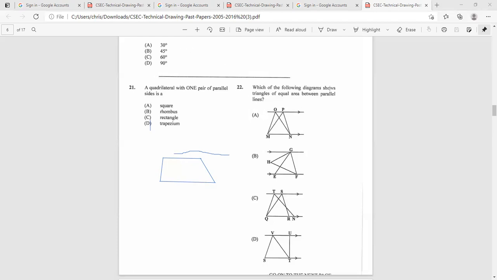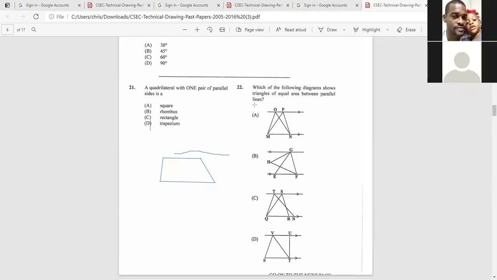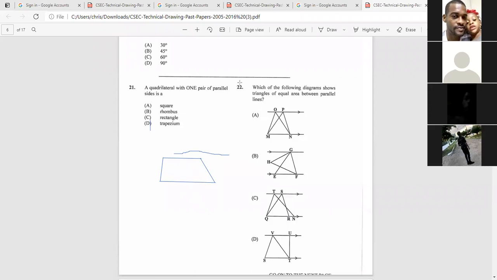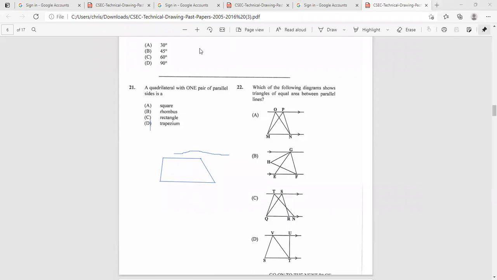Which of the following diagrams shows triangles of equal area between parallel lines? And again, there's a rule here which we mentioned earlier on. The rule states that any triangle, so we have a triangle here, MON, M and O. Any triangle that is formed within the same altitude and shares the same base has equal area. So look at this.